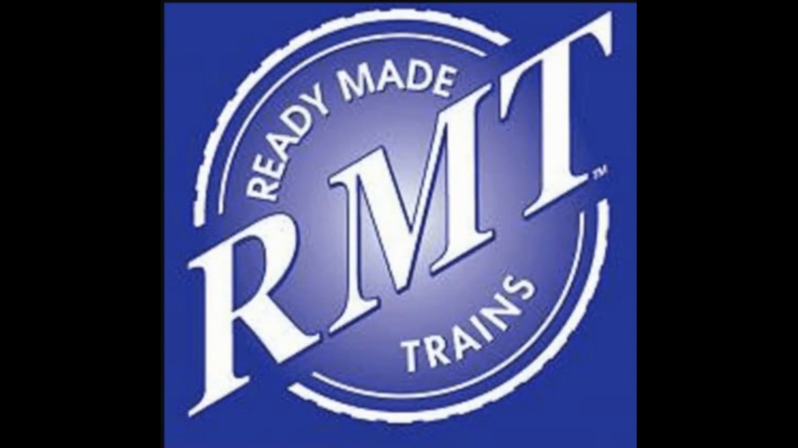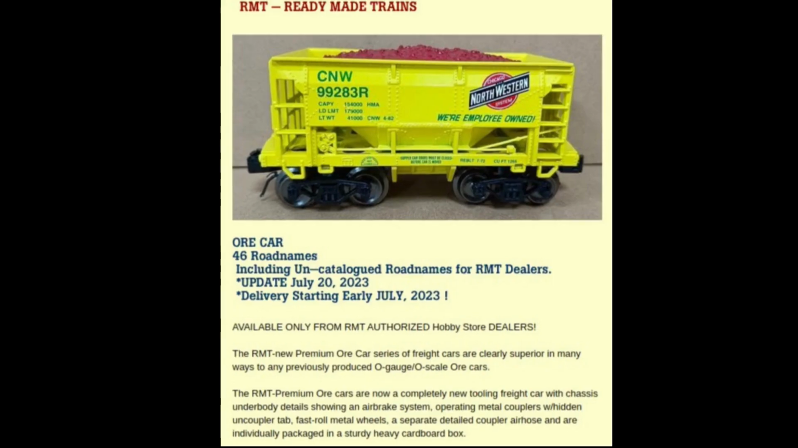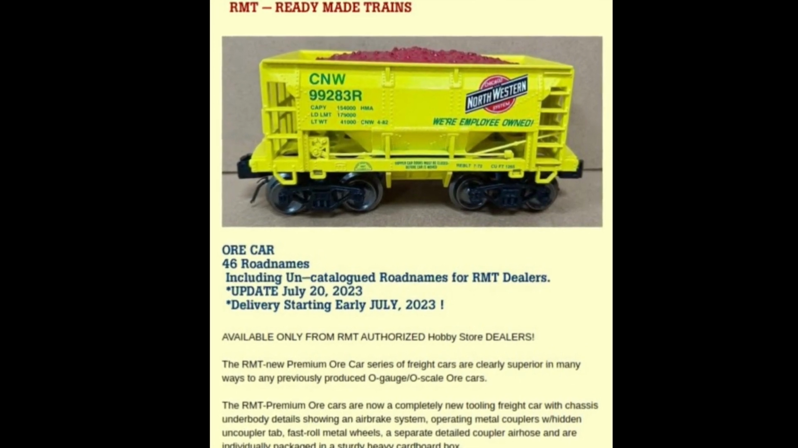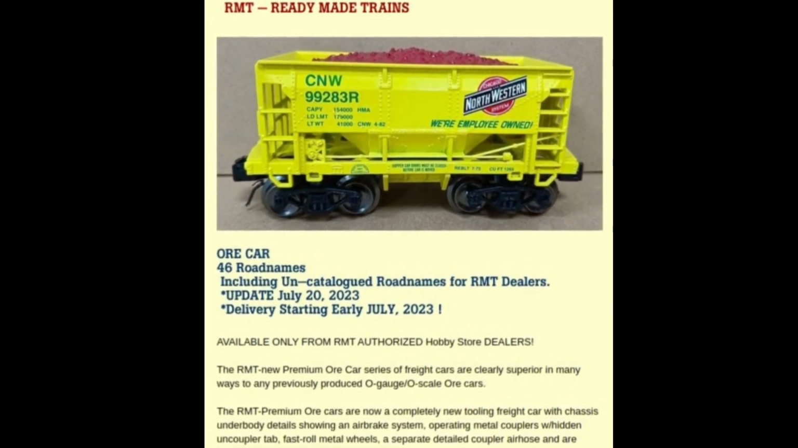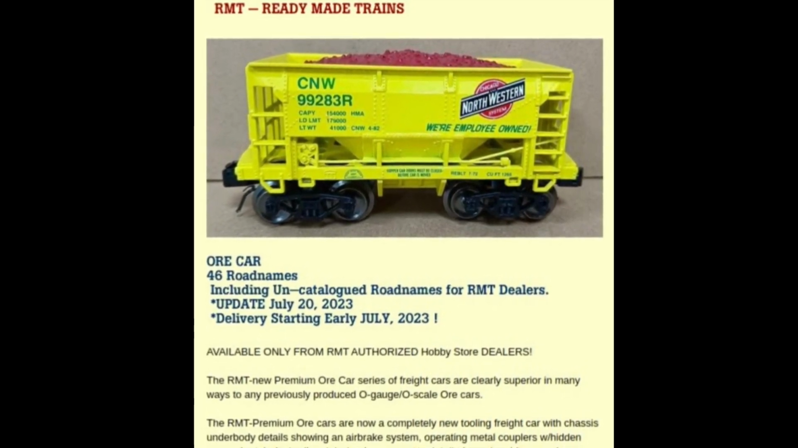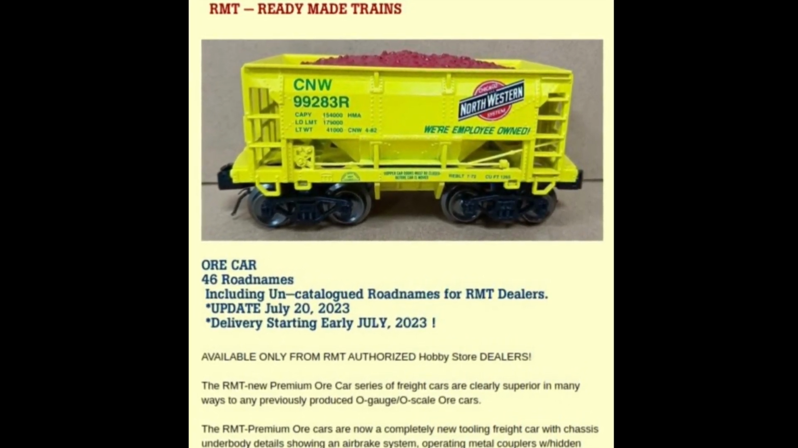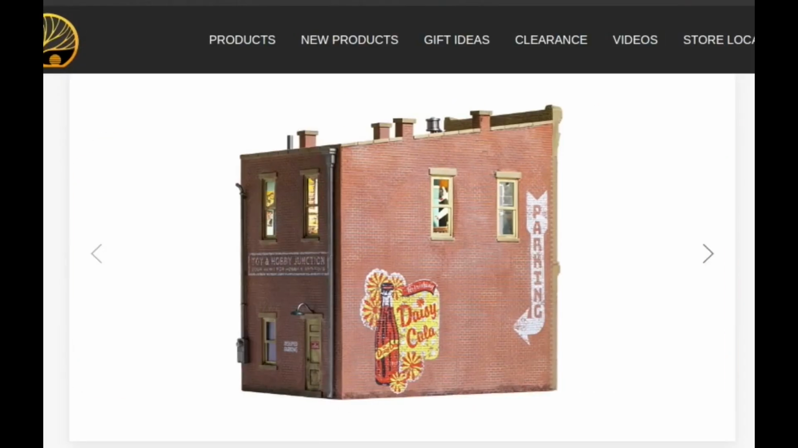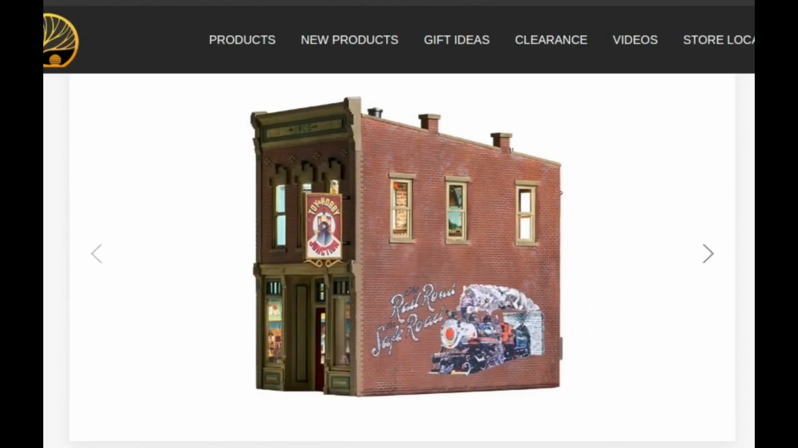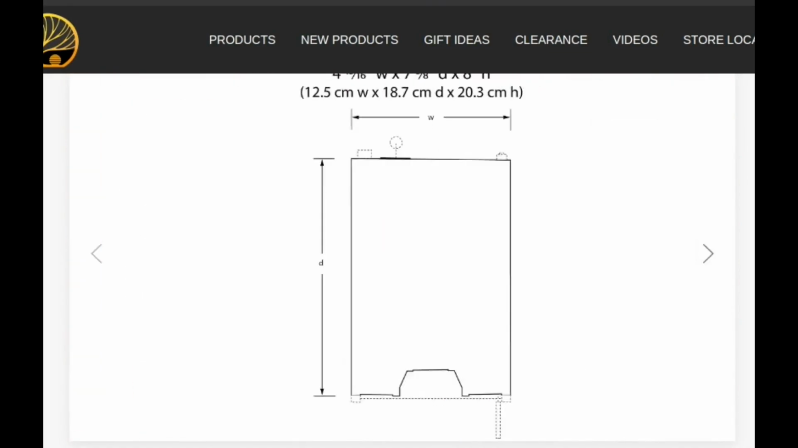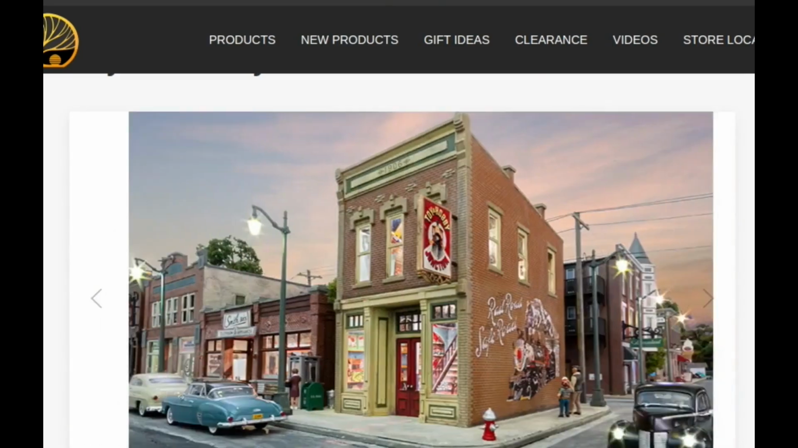Speaking of Orecars, Ready-Made Trains has announced the first of 46 road names in their premium series Orecars that are now arriving at authorized RMT dealers. The cars retail for $29.95 each. Visit ReadyMadeToys.com or your local RMT dealer for details. Woodland Scenics has introduced the Toy and Hobby Junction structure in its Built and Ready series of highly detailed buildings. The structure includes a fully detailed interior and retails for $171.99.